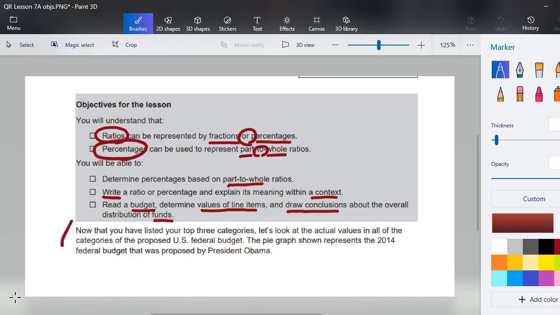Now that you have listed your top three categories, let's look at the actual values of all the categories of the proposed United States federal budget. The pie graph shown represents the 2014 federal budget that was proposed by President Obama.